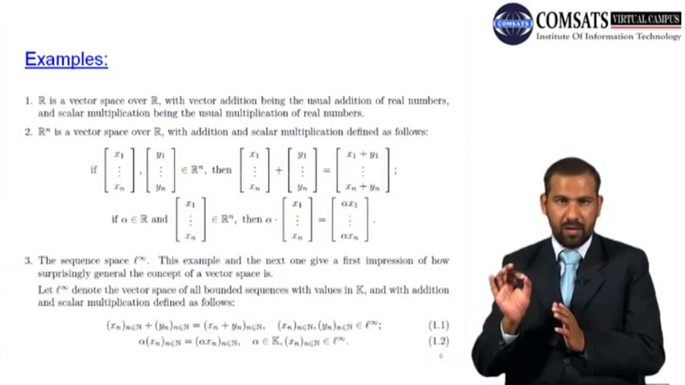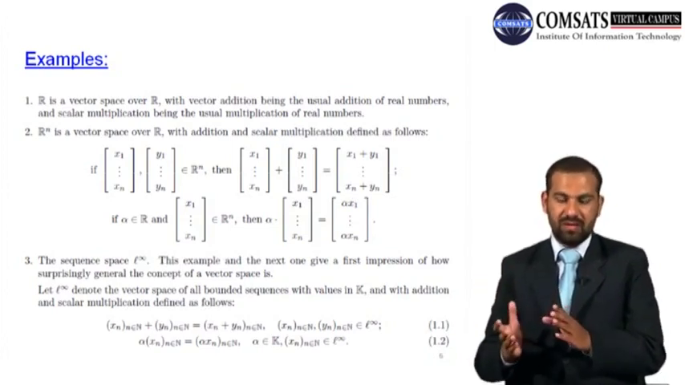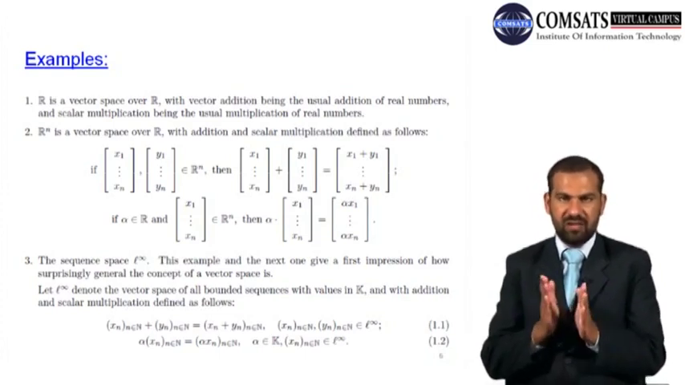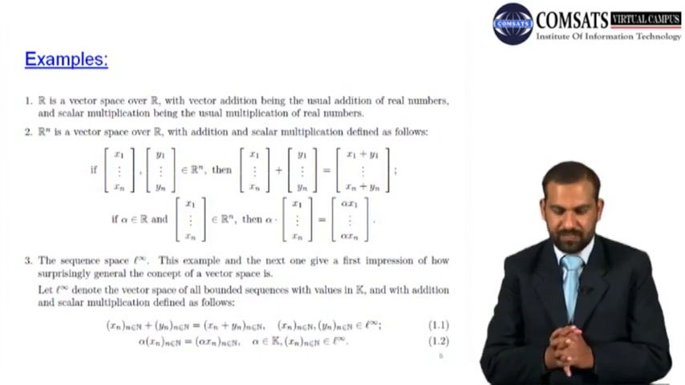Every element, meaning every component of it. It's an n-tuple, meaning Rn has n-tuples. So every element must be multiplied with the value of alpha.